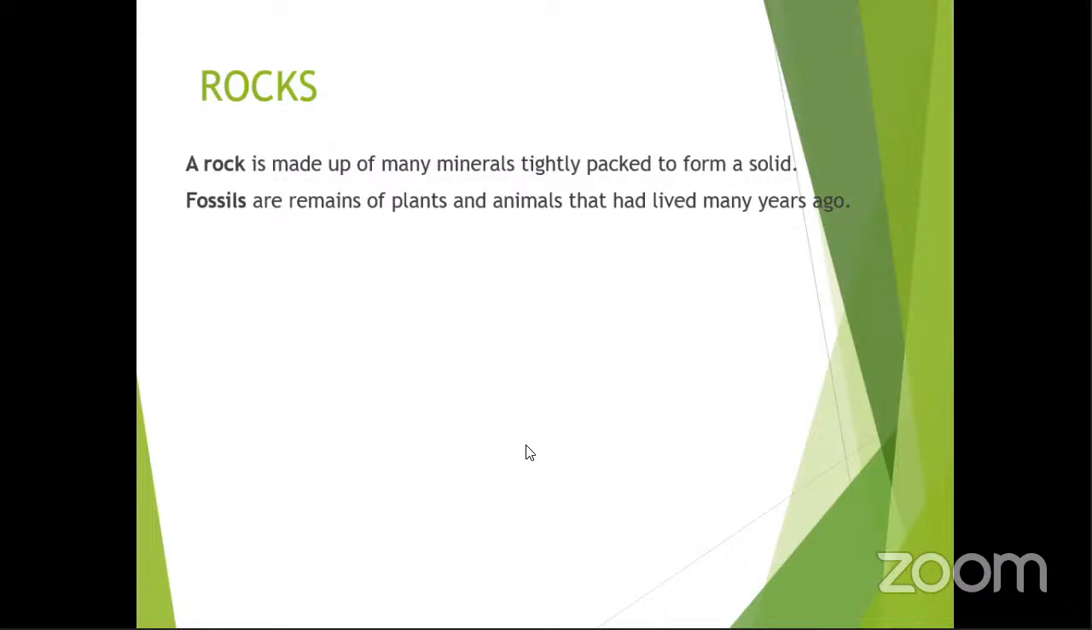Fossils are remains of plants and animals that had lived many years ago, as simple as that. So what could be the examples of these remains? Here we have said remains of plants and animals. For plants, these decompose, they rot, and then they form mostly humus.